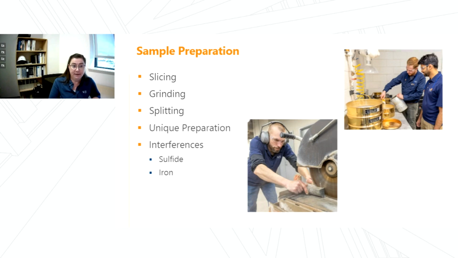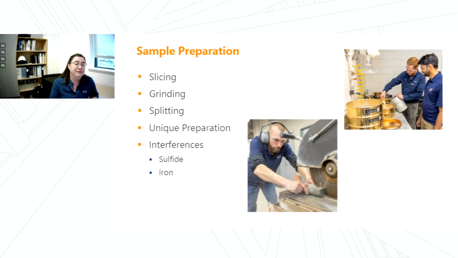So based on your sample and the condition that your sample is in, there are some ways that we might have to prep that sample before we can use it in the lab. So with concrete, we're probably going to have to do some slicing. We often have to do grinding to grind it into a powder. If you're grinding a lot of a sample, you're going to need to split it to make sure that you get a representative sample in the end. And occasionally there's some unique preparation techniques that have to be done to be able to look at a specific area or to understand a specific problem.